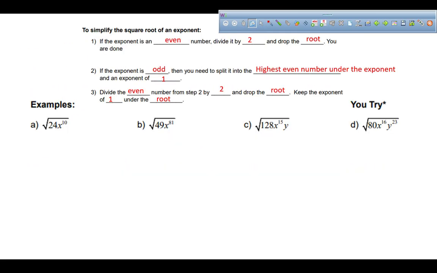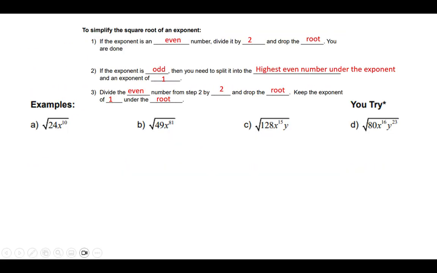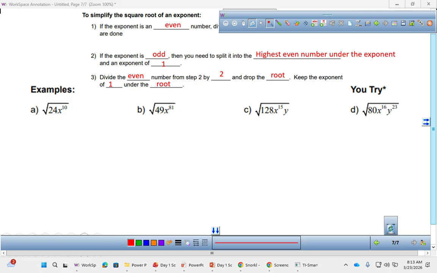So looking at our examples here, the first example, A, is root 24x to the 10th. It's important for you to remember that what you do to a coefficient, you never do the same thing to an exponent. Just like in our warm-up, every time we did something to a coefficient, we did something completely different to the exponent. So this coefficient of 24 gets treated differently than this x to the 10th. I like to write them separately to separate that idea.